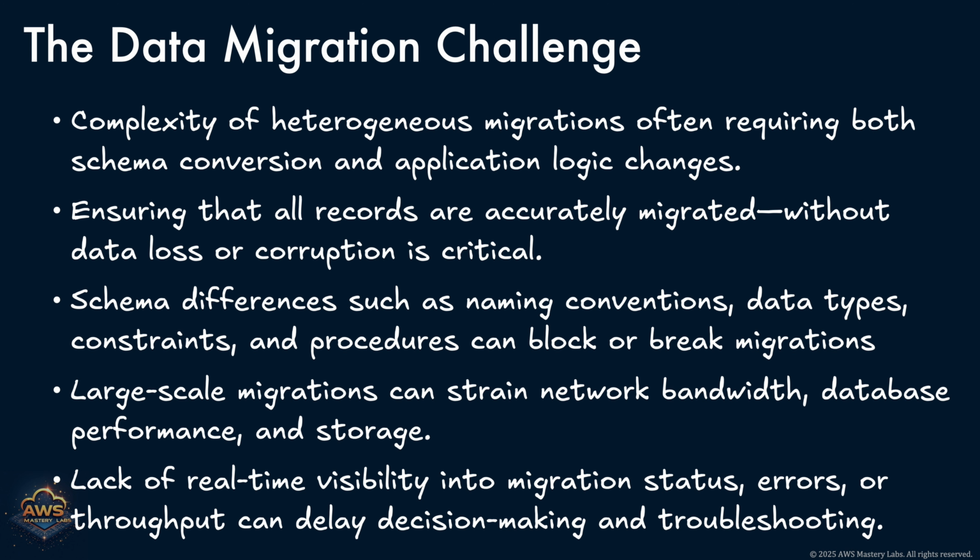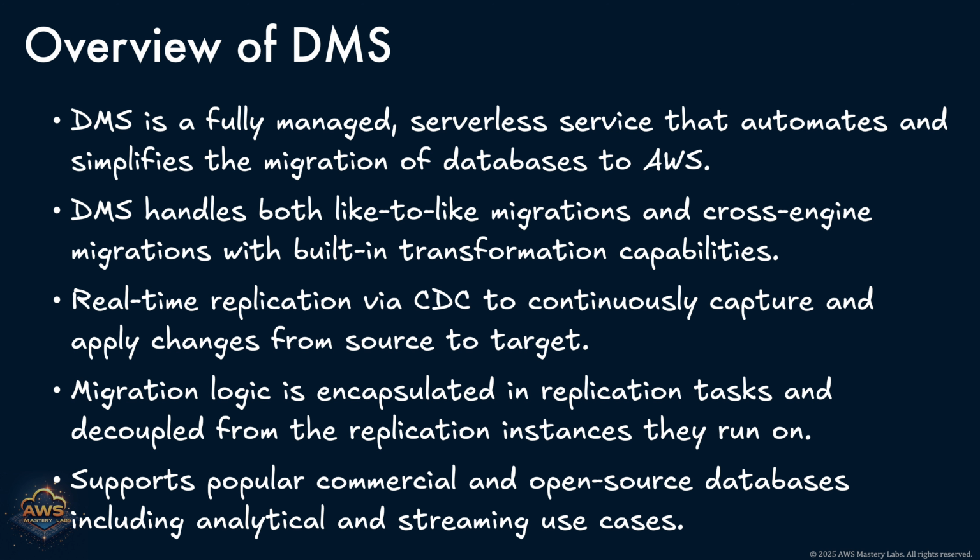AWS Data Migration Service, or DMS, is a fully managed tool designed to simplify the complex process of moving data from one database to another, whether you're lifting and shifting to the cloud or replatforming to a new database engine. One of its biggest strengths is that it supports both homogeneous migrations, like moving from MySQL to MySQL, and heterogeneous migrations such as Oracle to PostgreSQL. This makes DMS a versatile choice for a wide range of migration scenarios.